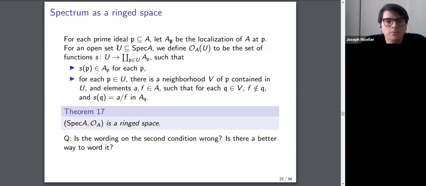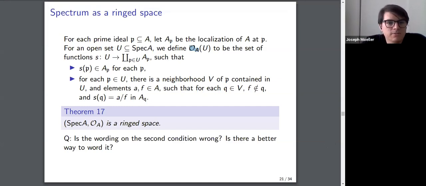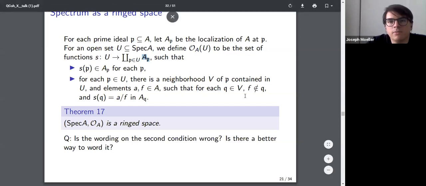So for an open set, we're going to define this sheaf to give you the ring where the set of elements of this ring is going to be functions that go from U into the disjoint union of all of these localizations for all of the points, which are prime ideals, which are contained in this open set. Okay, so now I'm going to draw another picture. This one deserves it.